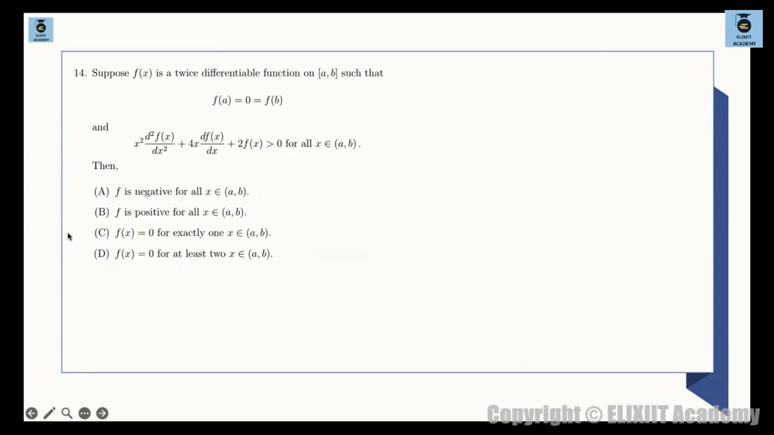Okay, here we have the first question, which says that f(x) is a twice differentiable function on (a, b) such that f(a) = 0 and f(b) = 0, and this differential inequality is given.